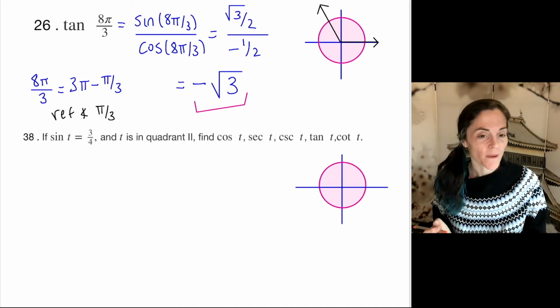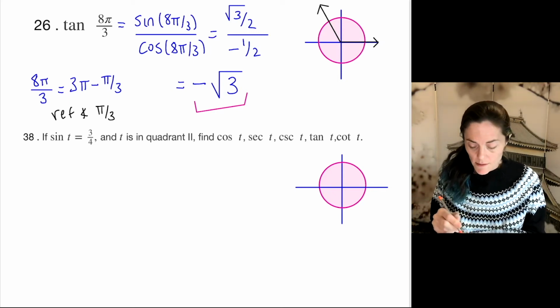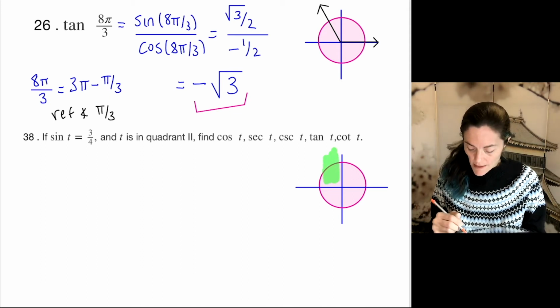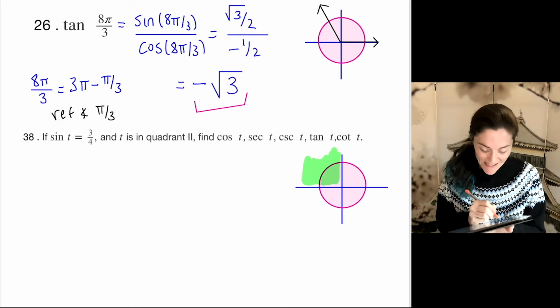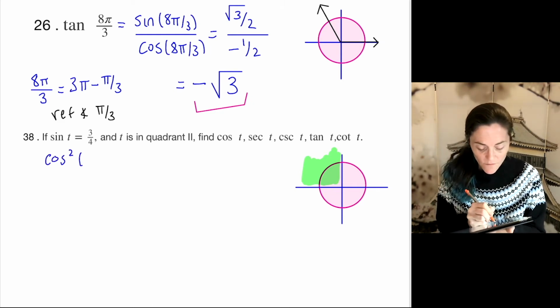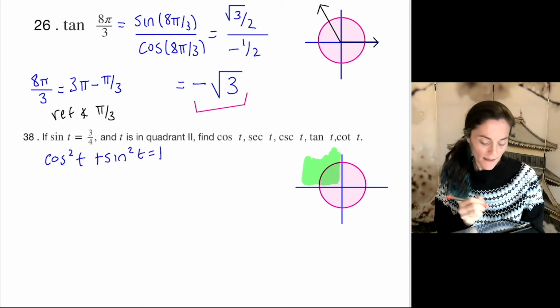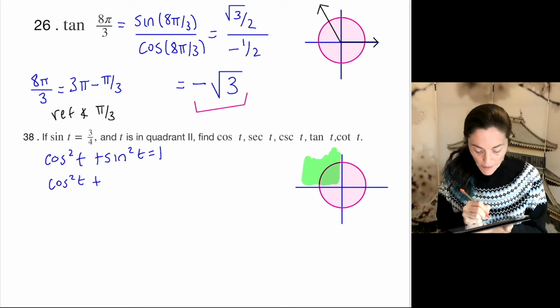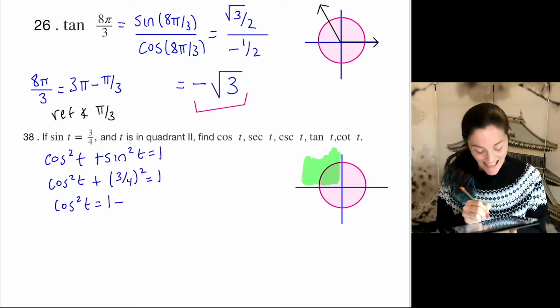Number 38 is a little different. We are given the sine of t is 3 over 4. We are given t is in quadrant 2. So this means we are here. And then we want to find the other 5 trigonometric functions. The first one we're going to find is the cosine because, very much like we were doing in the last exercises video, we know cosine squared plus sine squared is 1. And so we have cosine squared plus 3/4 squared is 1. And so we get cosine squared t would be 1 minus, well, when I square 3/4, I get 9/16.